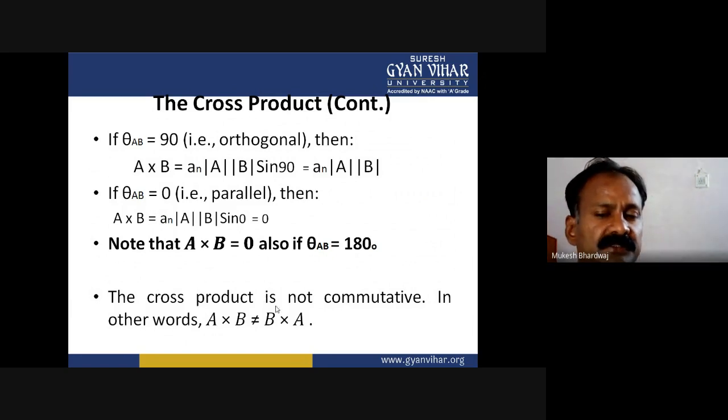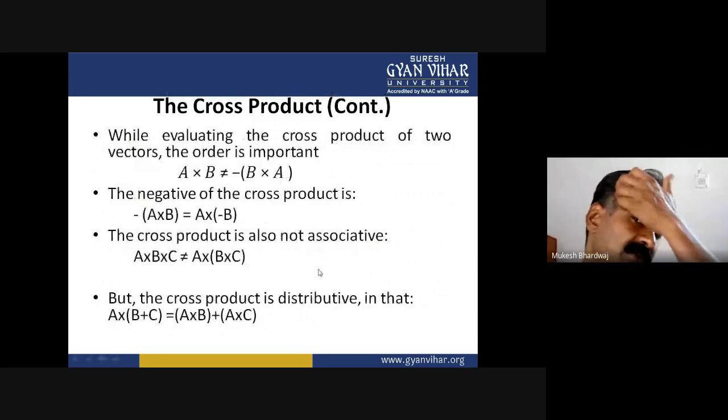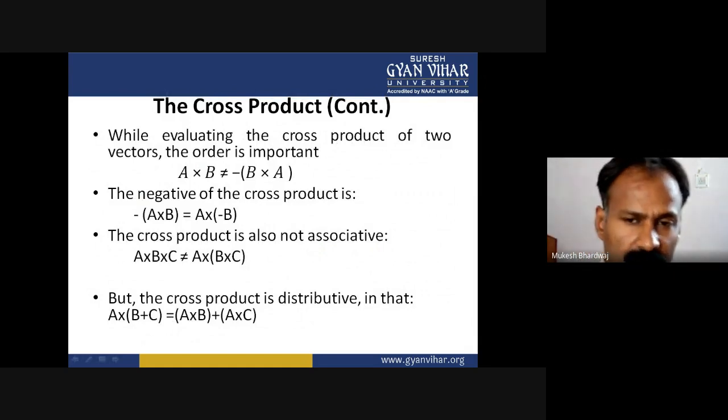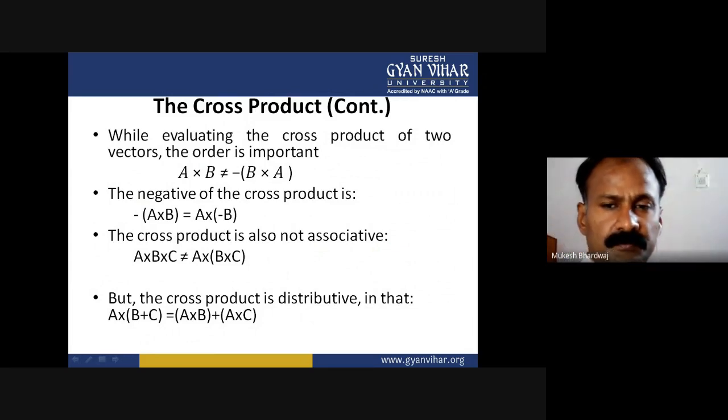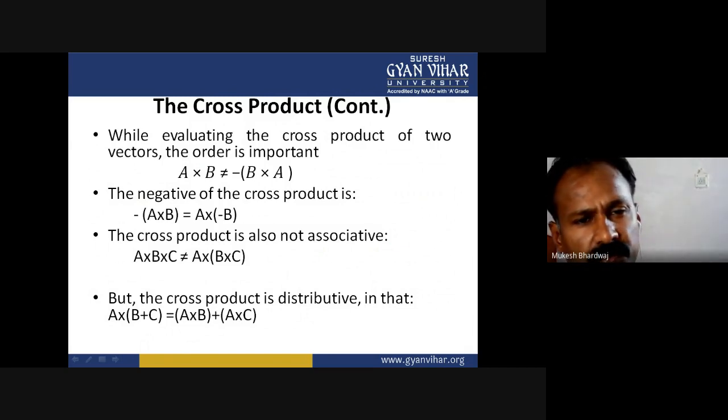The cross product is not commutative. In other words, A cross B is not equal to B cross A. While evaluating the cross product of two vectors, the order is important. A cross B is equal to minus B cross A. The negative of the cross product is minus (A cross B), which is equal to A cross B with the order reversed, B cross A.